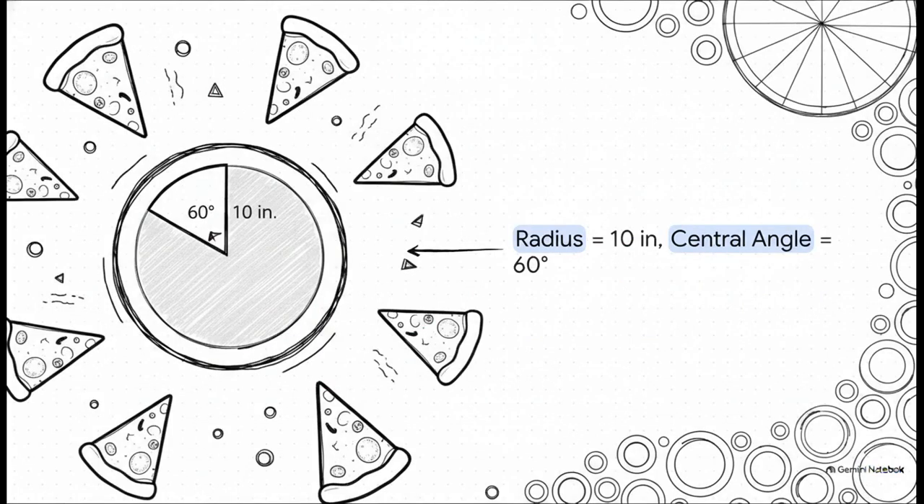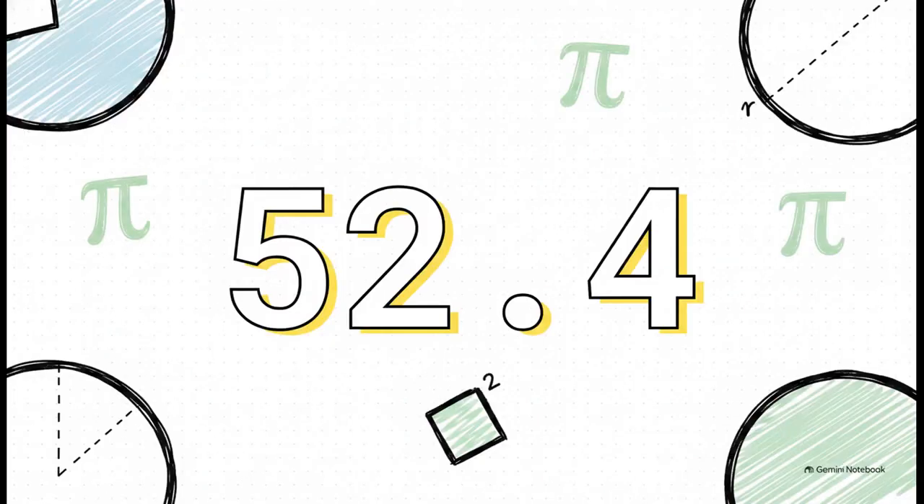Let's try another one, but this time let's calculate the sector area. Remember, that's the whole pizza slice. Our parameters are clearly defined. Our radius is 10 inches and our central angle is 60 degrees. So the crucial point here is to make sure we use the area formula.